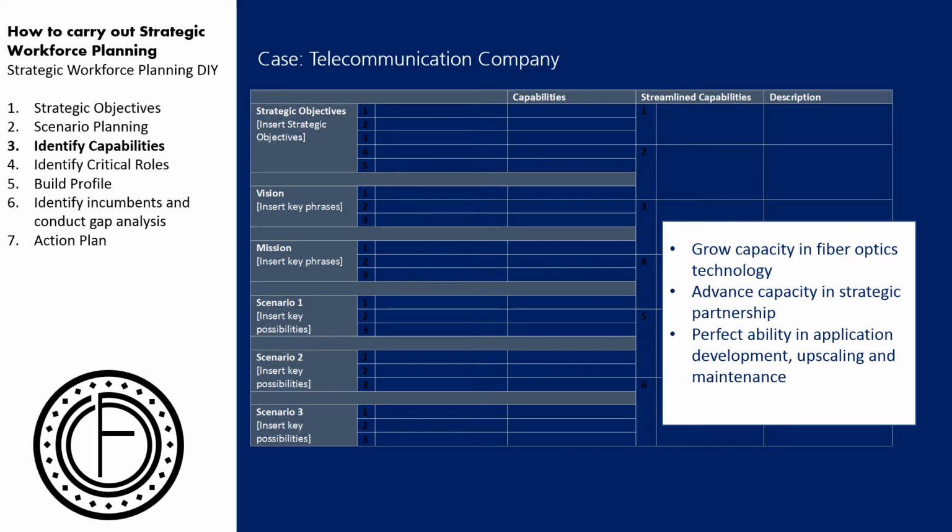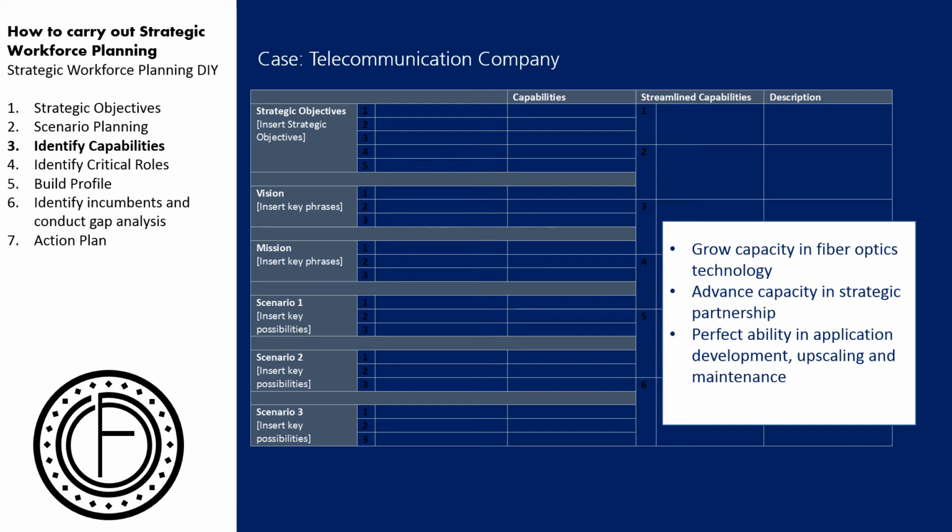So for our telecommunications company, working with the scenario we've derived in the previous slide, we have 3 capabilities here, which say, number 1, grow capacity in fiber optics technology, advance capacity in strategic partnership, and build capability in application development, upscaling and maintenance. Now, these are 3 unique capabilities that our telecommunication company needs to build in order to deliver on that objective, and also in alignment with the scenario that we are working with.